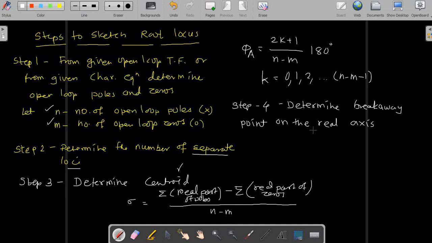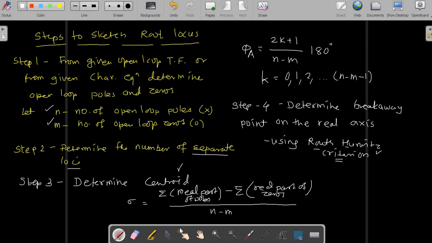Now this is determined by using Routh-Hurwitz criteria. So where this root locus is touching the imaginary axis, that is determined by using Routh-Hurwitz criteria. When we will be solving some examples, that time we will understand how to use it. So that is step number 4.